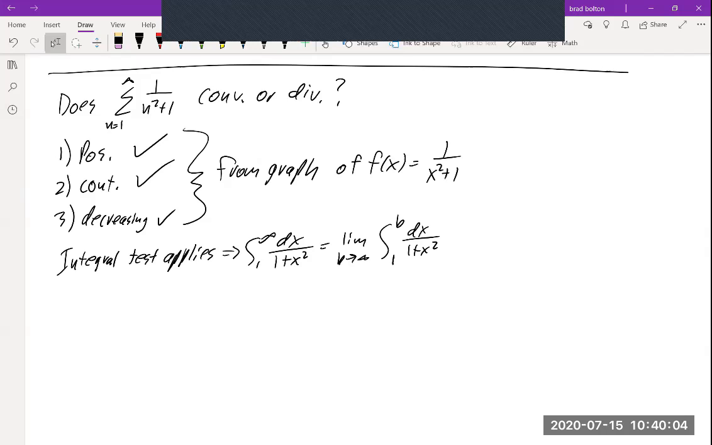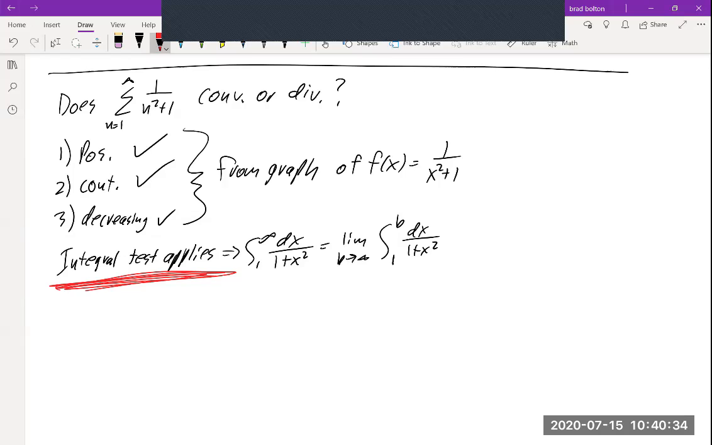So let's do this one together. Does the series 1 over n squared plus 1 converge or diverge? So first off, we could graph it and see that f of x equals 1 over x squared plus 1 is positive, continuous, and decreasing. In general, you just have to write these to show me that the integral test applies. So we now know that we can use the integral test.